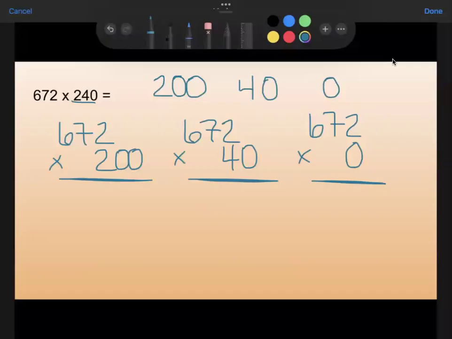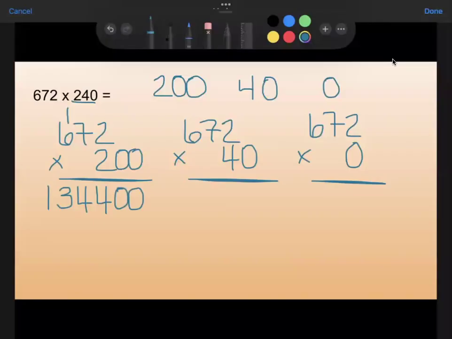Let's start with the 672 times 200. The reason I moved the 2 over is so that I could focus on the numbers that are not 0. If you've seen some of my previous videos about multiplying numbers ending in 0, this will make a little bit more sense. 2 times 2 is 4. 7 times 2 is 14. So I'll put the 4 here and regroup that 1. 6 times 2 is 12, plus 1 is 13. So I'd get 1,344, but I'm going to drop down those 2 zeros that are sticking out at the end first. Okay, so there's my first partial product.